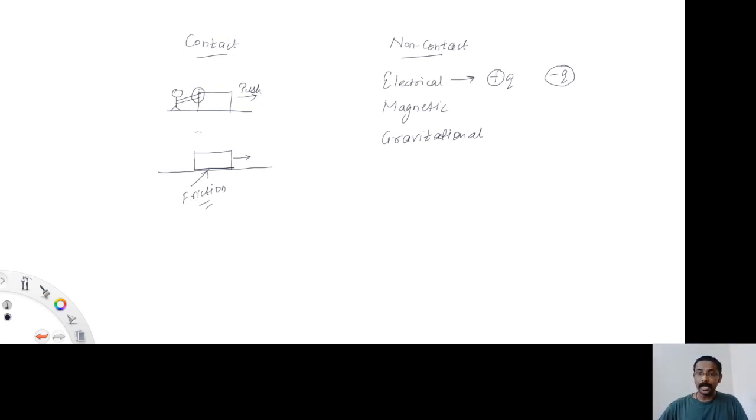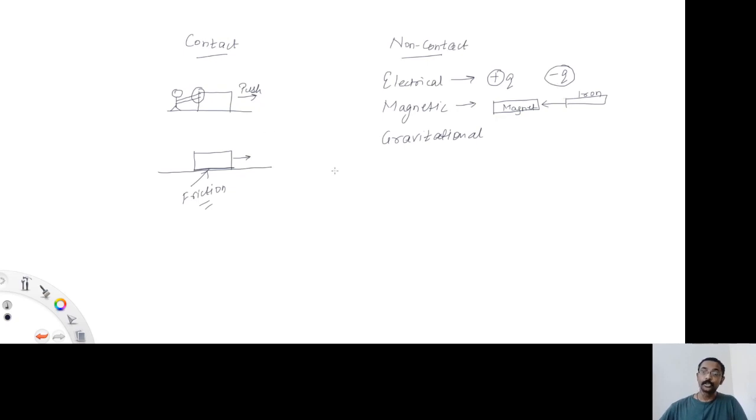Similarly, if you have a bar magnet and a piece of iron here, and you bring the magnet near, the iron will rush towards the magnet. To bring the iron in contact with the magnet, you actually don't have to touch the magnet with the iron. The iron will rush by itself. Why? Because there is a non-contact force working here, the magnetic force.